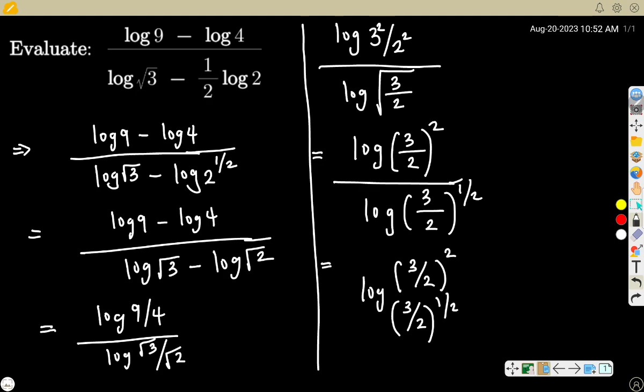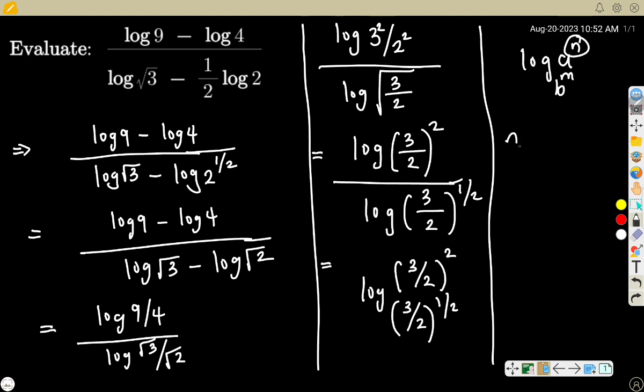Now according to this law, that is log a raised to power n base b raised to power m, the power on the first one will go to the back over the power of this one, so will come here. So log a base b. So the same thing is what I will apply here now. So this will become 2 over 1 over 2 log 3 over 2 base 3 over 2.